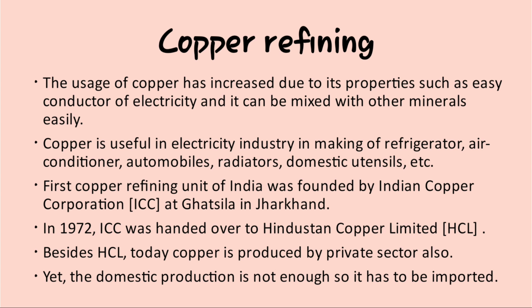Which state is the largest producer of copper in India? The largest producer of copper in India is Madhya Pradesh, followed by Karnataka, Rajasthan and Jharkhand. In the year 2002-2003, the state produced 56.86% of total copper production.